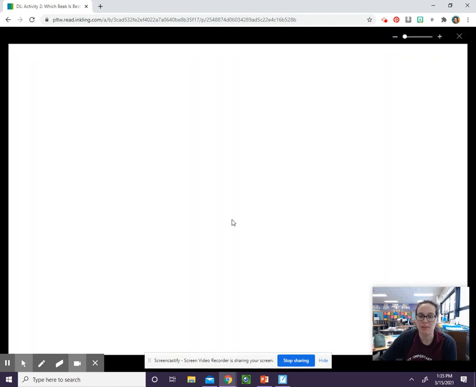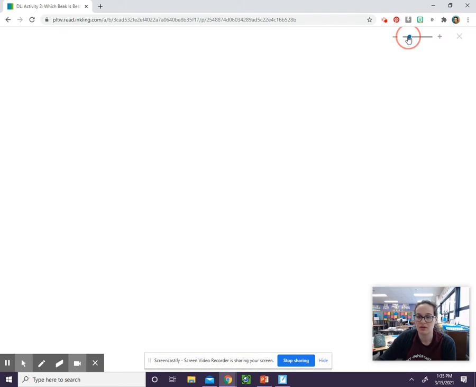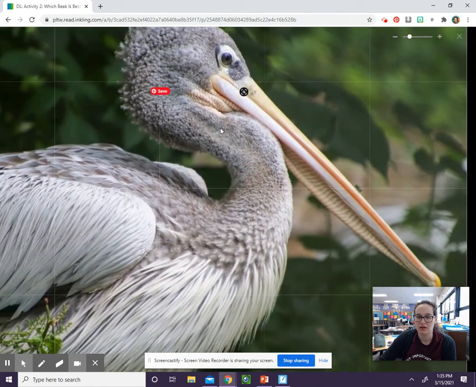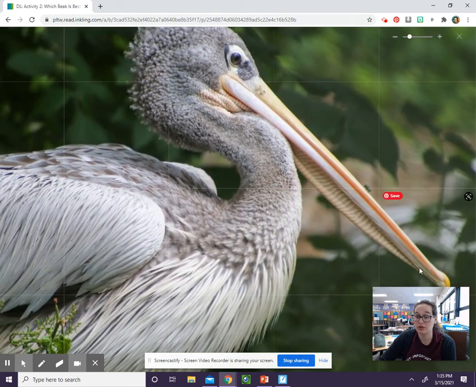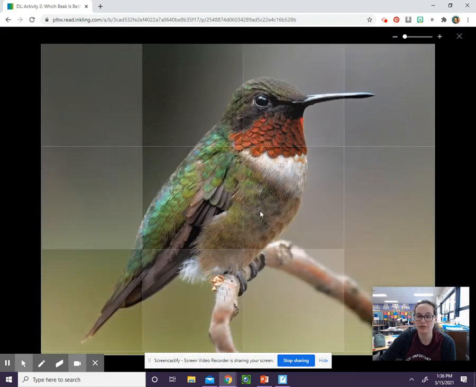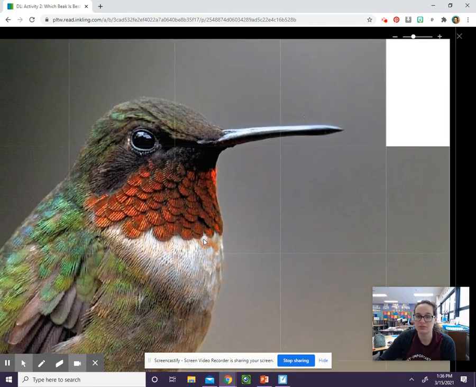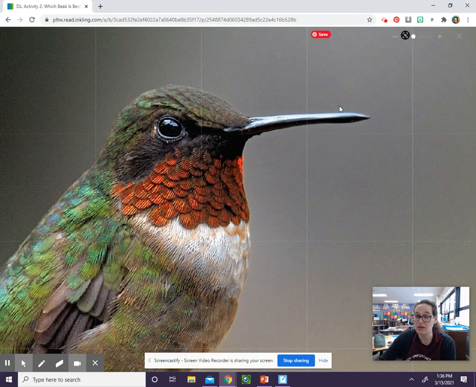Here we have a pelican. And you'll need to think about this bird's beak. What might this bird be good at collecting? What is its beak adapted to collect? We also have the hummingbird. Again, you'll want to look at this bird's beak. What might this beak be good at collecting? A grub, nectar, or a fish?